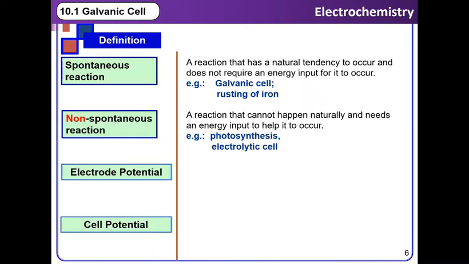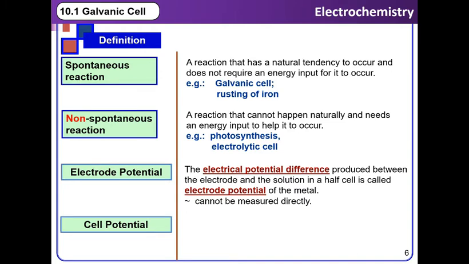Okay, now definition for spontaneous reaction, a reaction that has natural tendency to occur and does not require an energy input for it to occur. Okay, for example, in a galvanic cell for rusting of iron. Okay, non-spontaneous reaction, as I said before, a reaction that cannot happen naturally and needs an energy input to help it to occur. For example, photosynthesis in electrolytic cell.